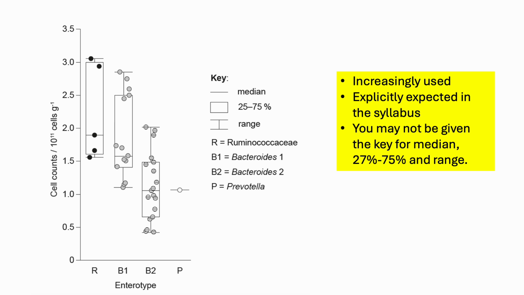Occasionally you may find a data point beyond that full range, and that's because it's been identified as an outlier, i.e. it is more than 1.5 times the interquartile range.